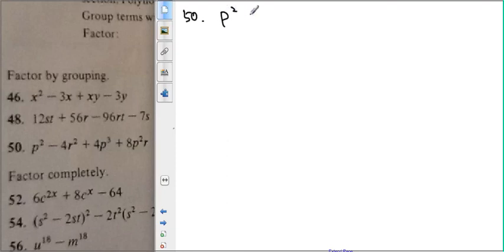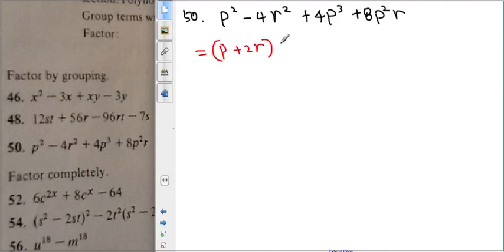So p squared minus 4r squared plus 4p cubed plus 8p squared r. Wow, there are many things. p and r seems to be the common factor here. Now, but not only that, this is a difference of squares, so one thing which we can do is, how about here, p plus 2r and p minus 2r. That's how we can factor them.